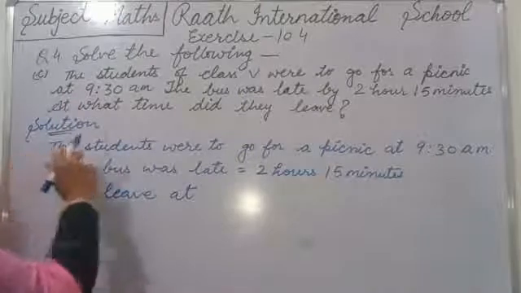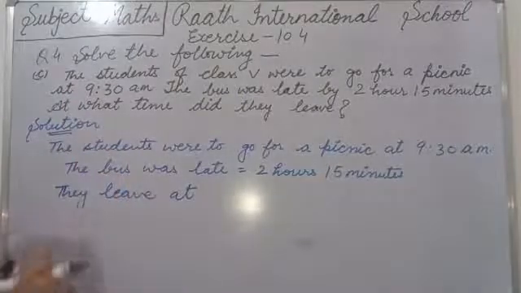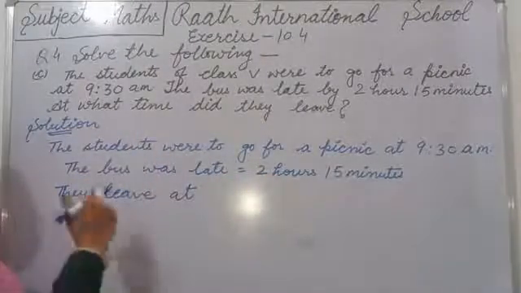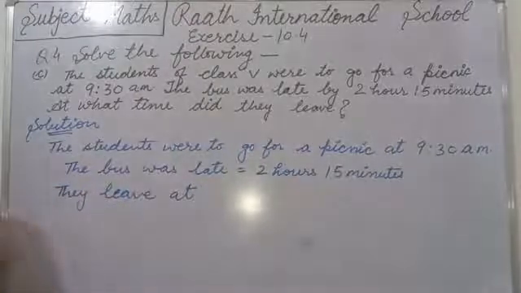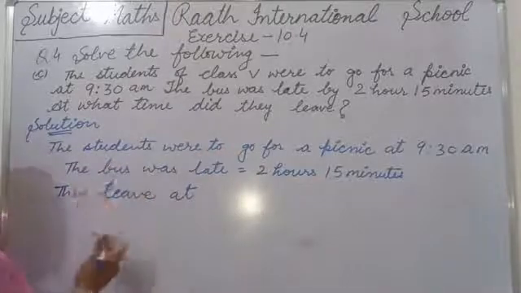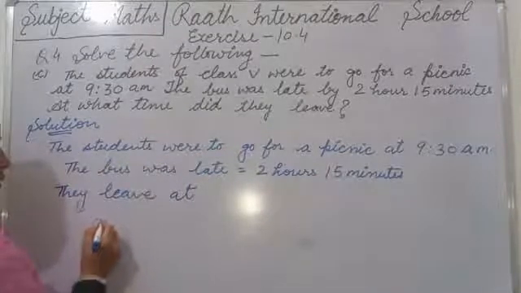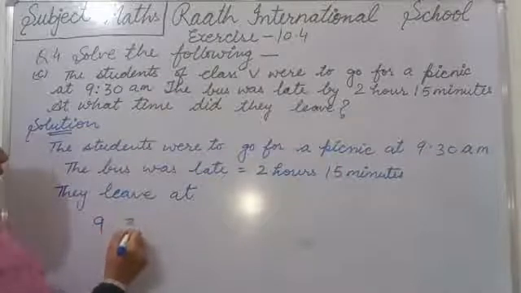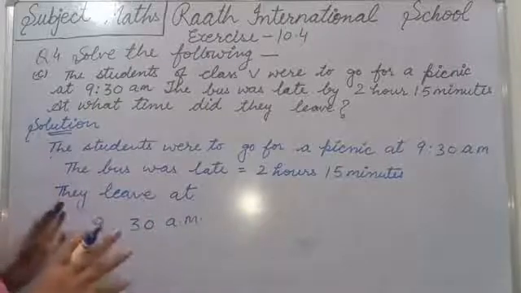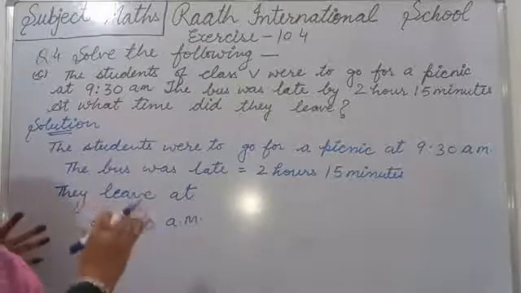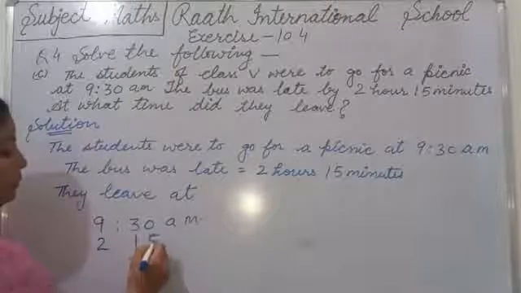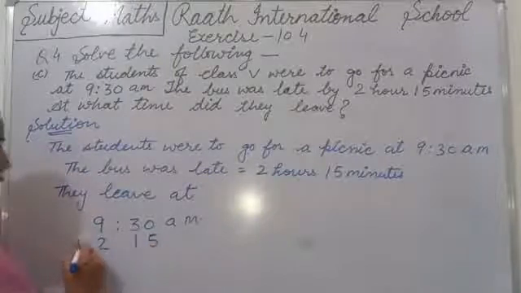So first sentence, the students were to go for a picnic at 9:30 AM. Then the bus was late 2 hours 15 minutes. So they will leave at... Now we will find the exact time कि किस टाइम पे वो चलेंगे. We know the duration and we know the starting time. Okay. So now 9:30 AM. And now we know the duration of late कि कितने टाइम वो लेट हुए: 2 hours and 15 minutes. So 2 hours 15 minutes. In minutes we add minutes, and in hours we will add hours.